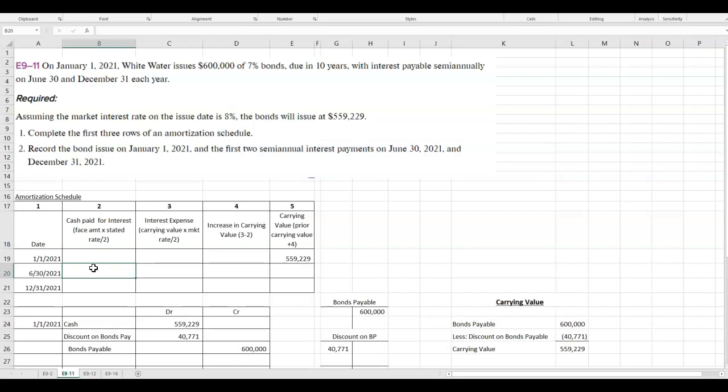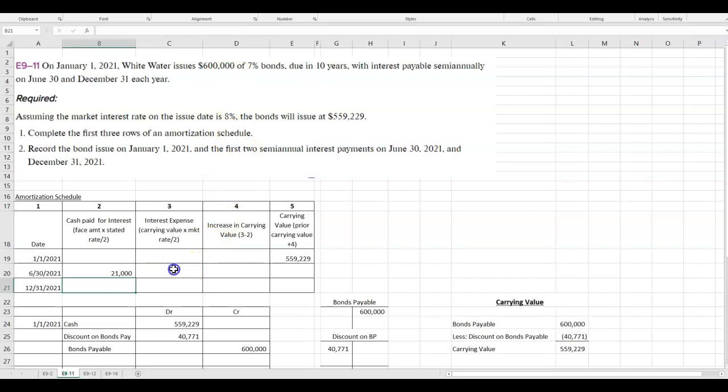It's 3.5%. So 600,000 times 0.035. Oops, not divided by. So our interest that we're going to pay is $21,000. We're always going to pay $21,000 every 6 months, regardless of what the bond's issued at, what the discount is, because this is what it actually says on the bond. And if someone purchases the bond from us, they expect to get 7%.